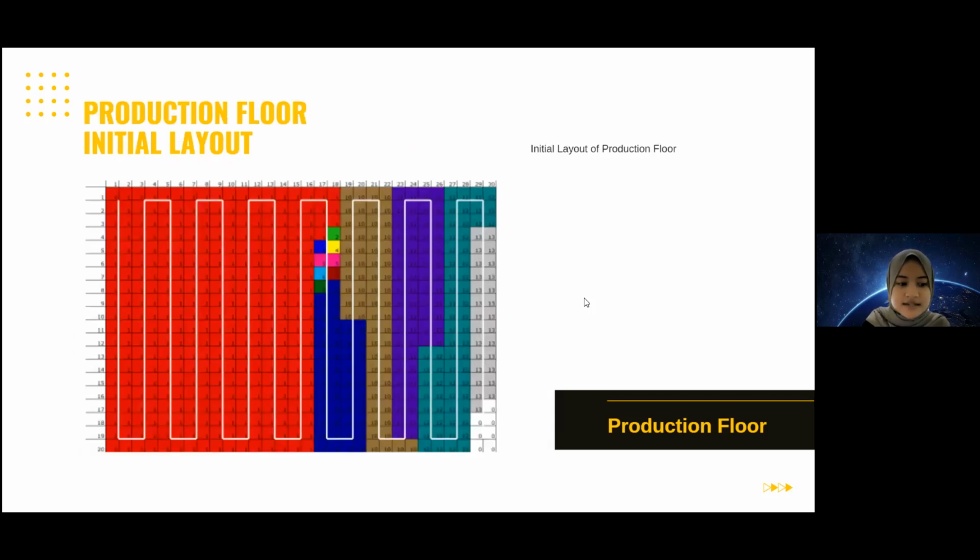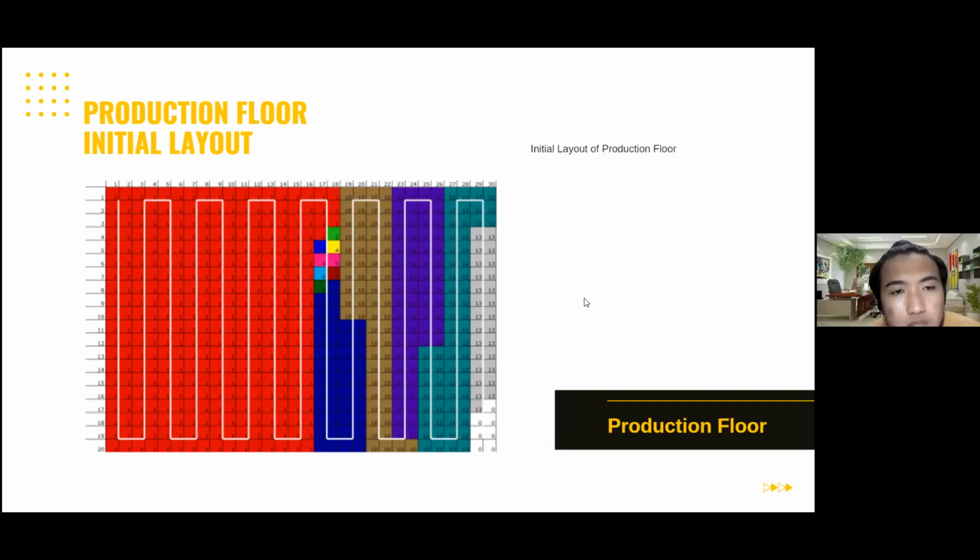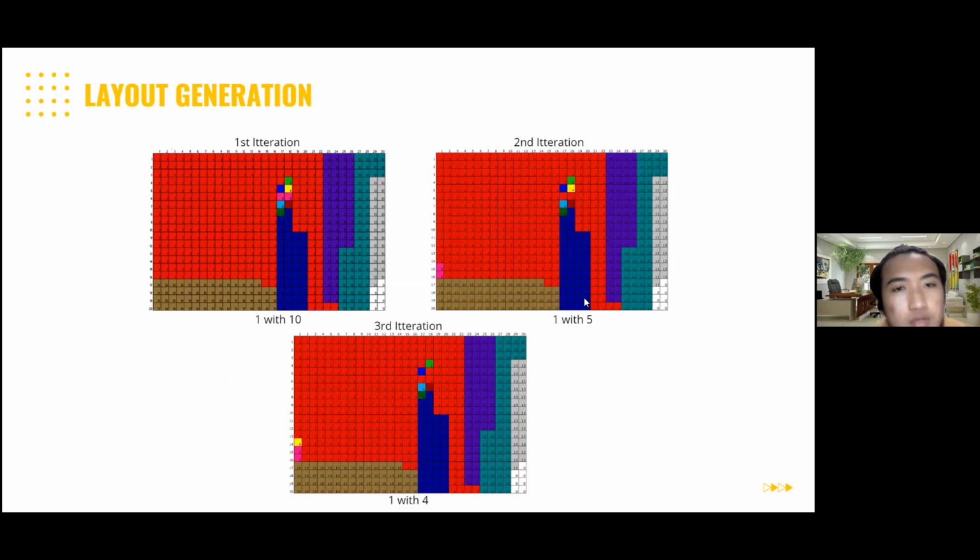Okay, so for the production floor we use the CRAFT method in Excel, and this is after we input the value and the space requirement for the production floor layout. After we click the solve button in Excel, we got 6 iterations.